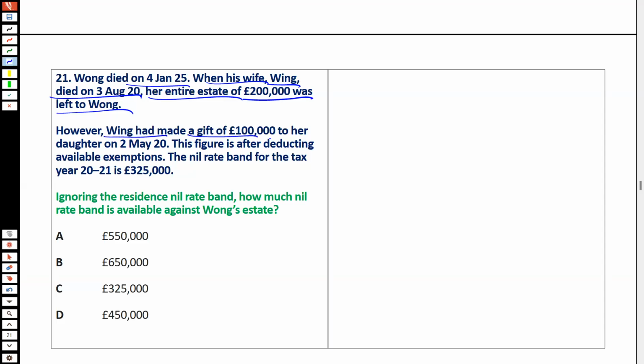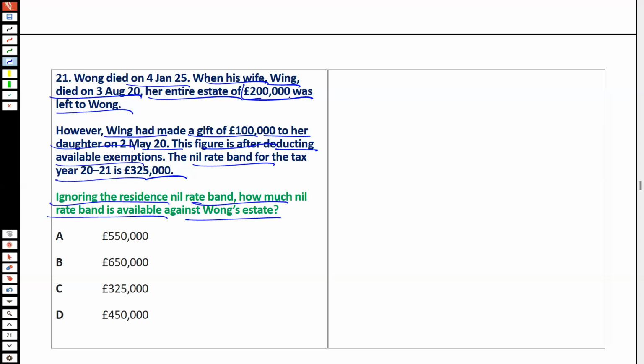However, Wong had made a gift of 100,000 to her daughter on 2nd May 20. This figure is after deducting available exemptions. The nil rate band for the tax year 2021 is 325. Ignoring our NRB, how much NRB is available against Wong's estate?